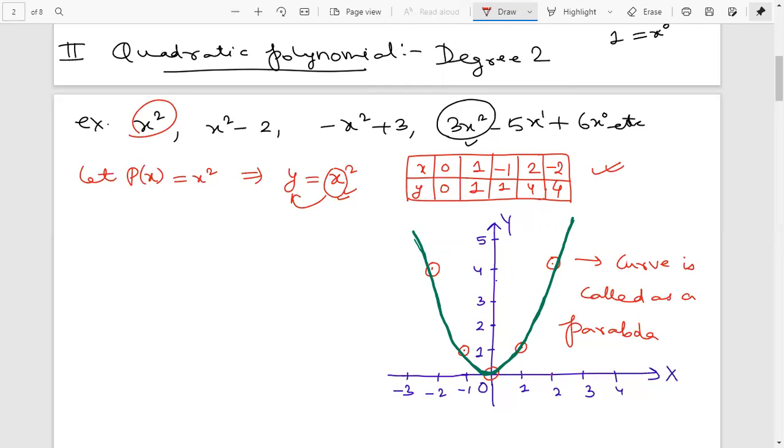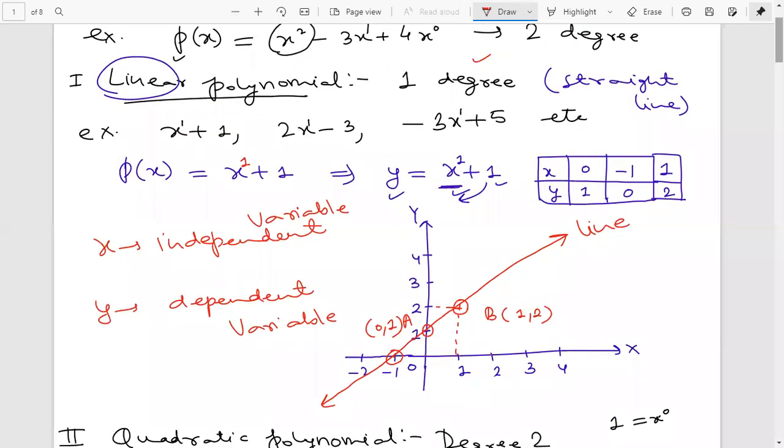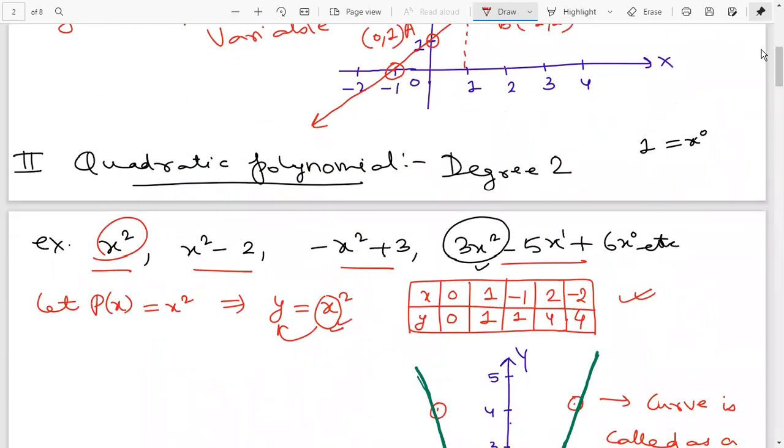So this is what we get, a parabola. For all these cases, we'll get a similar type of graph, that is a parabola. So for a quadratic polynomial, we know the graph will be a parabola. For a linear polynomial, we have a straight line, I've written here. Similarly, for a quadratic polynomial the graph will be a parabola. So let me write it here.